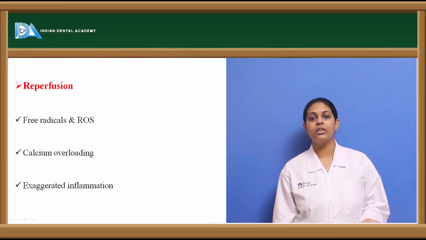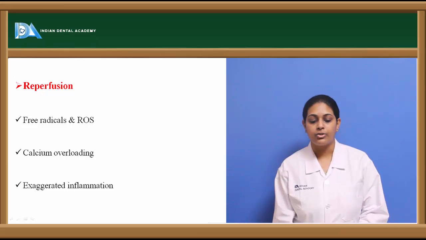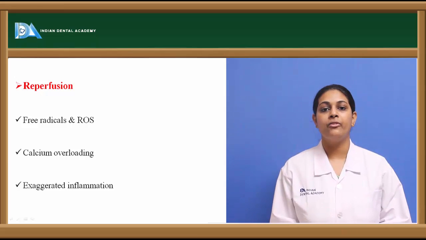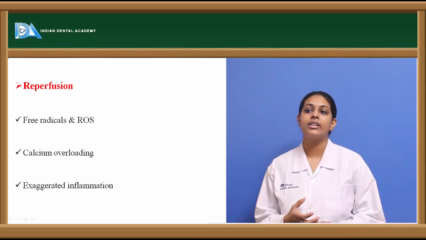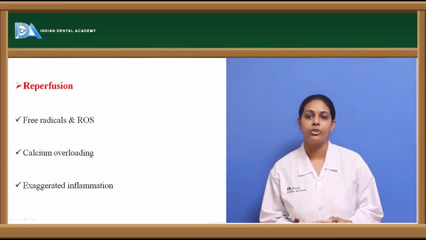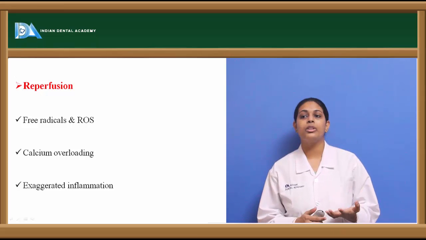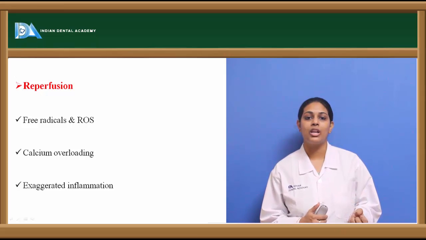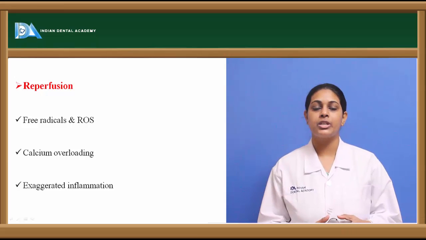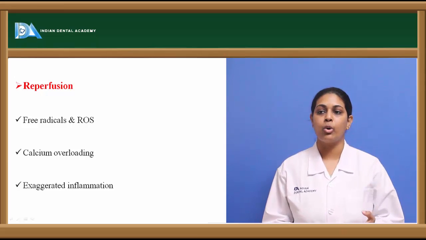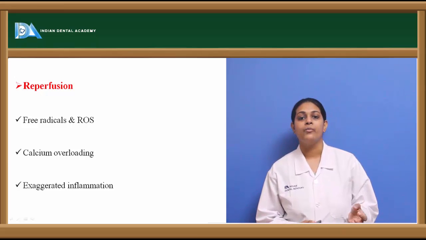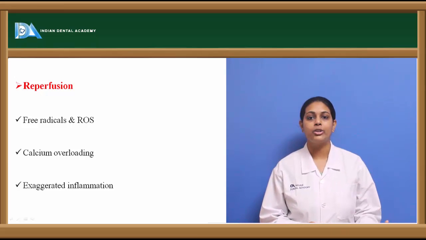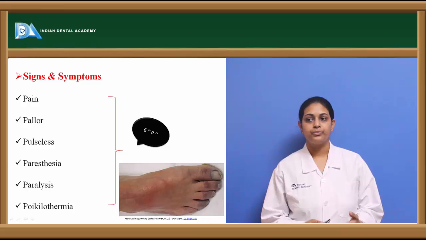Coming to reperfusion, that is when an organ is actually trying to compensate for that ischemia with the help of a separate alternative blood supply, then that condition is known as reperfusion. It is usually mediated by free radicals as well as reactive oxygen species, and also in the presence of calcium overloading as well as exaggerated inflammation, which are factors that can lead to reperfusion injury.